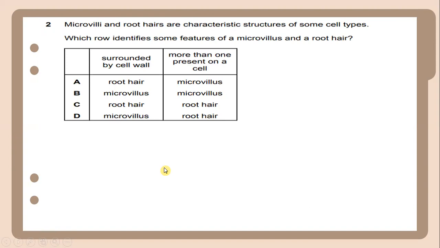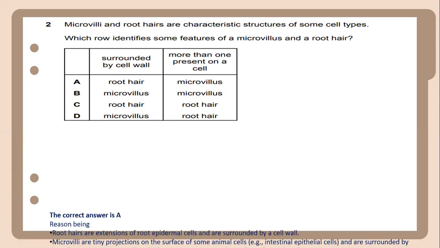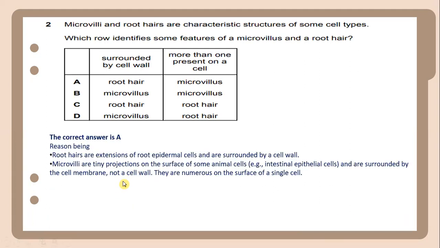Number 2, microvilli and root hairs are characteristic structures of some cell types. Which row identifies some features of a microvillus and a root hair? The correct answer is A. Why? Root hairs are extensions of root epidermal cells and are surrounded by a cell wall. Microvilli are tiny projections on the surface of some animal cells, for example intestinal epithelial cells, and are surrounded by the cell membrane, not a cell wall. They are numerous on the surface of a single cell.